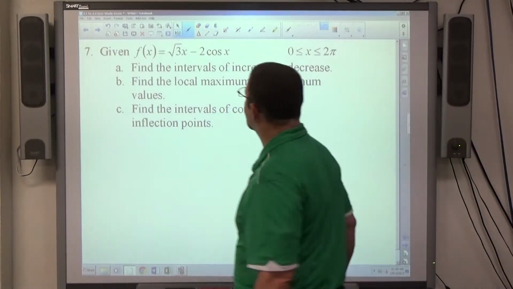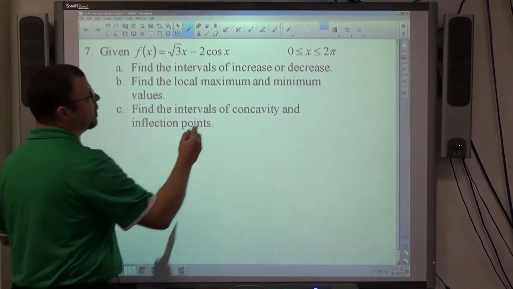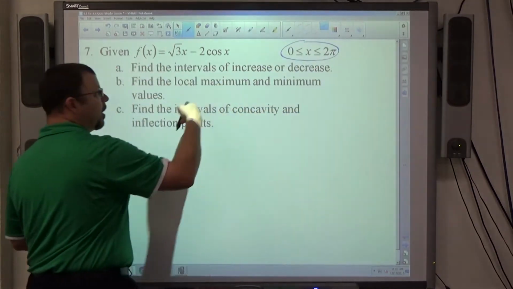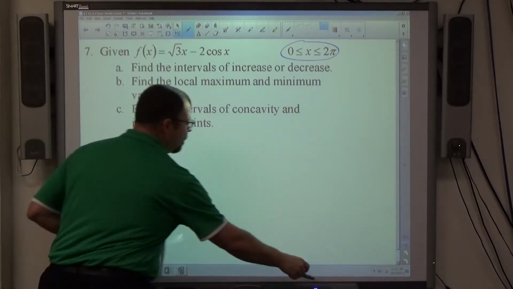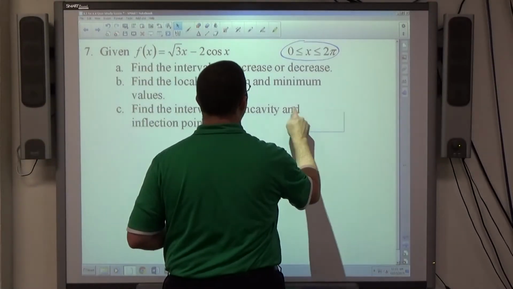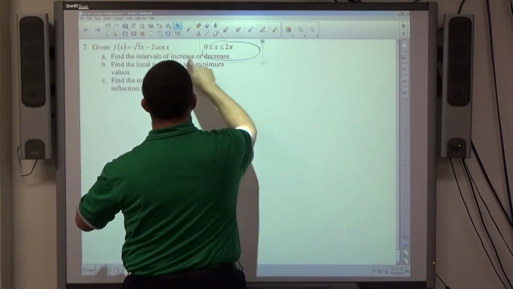Number 7, f of x equals square root of 3x minus 2 cosine of x from 0 to 2 pi. This time we have an interval. So every time we do critical numbers, 0 and 2 pi will be critical numbers, and all answers are going to be between 0 and 2 pi. Intervals of increase and decrease come from our first derivative, and intervals of concavity come from our second derivative.